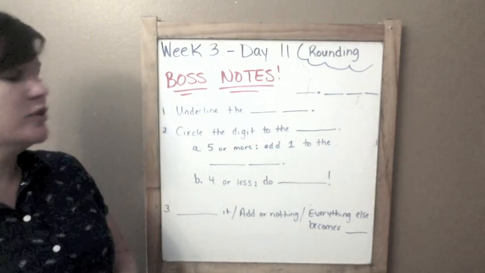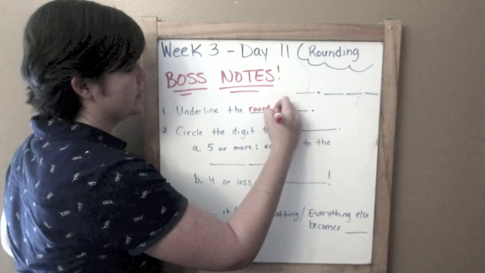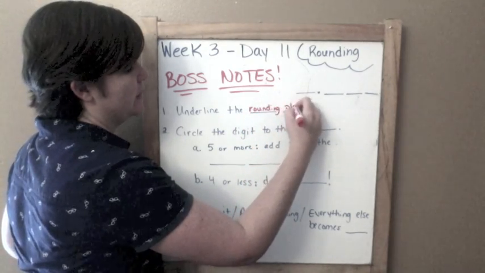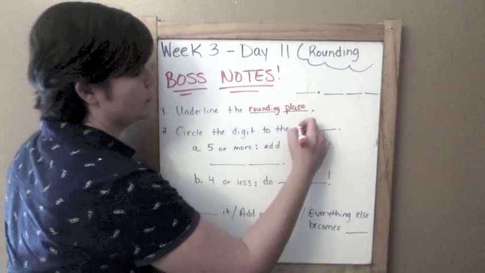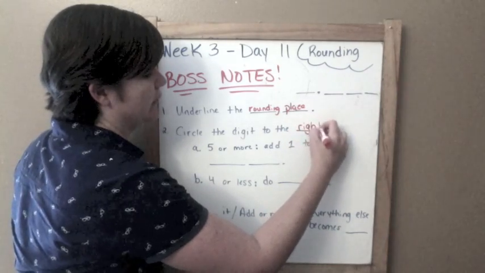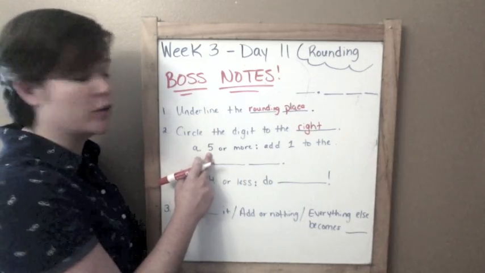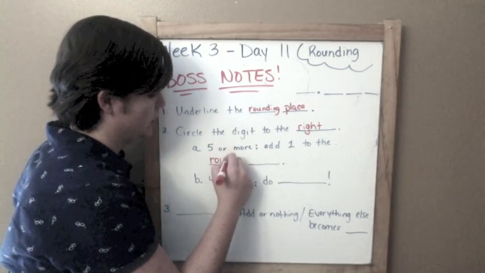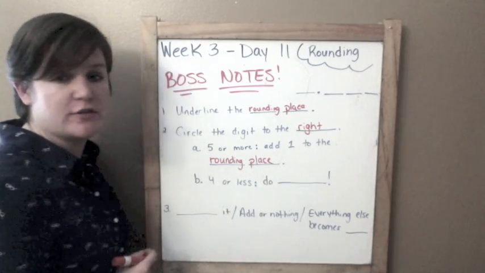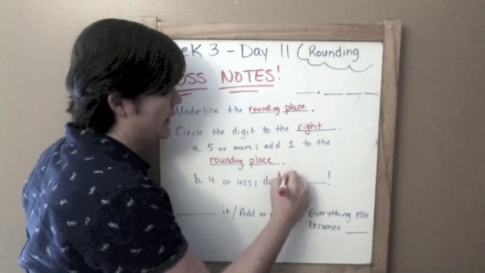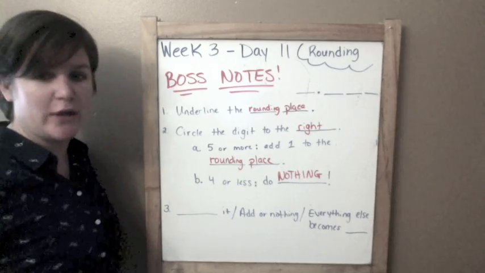Boss notes. For rounding, step 1, underline the rounding place. Step 2, circle the digit to the right of that rounding place. If that circled digit is 5 or more, we are going to add 1 to the rounding place. If it's 4 or less, we do nothing, N-O-T-H-I-N-G. You'll see what I mean in a second.